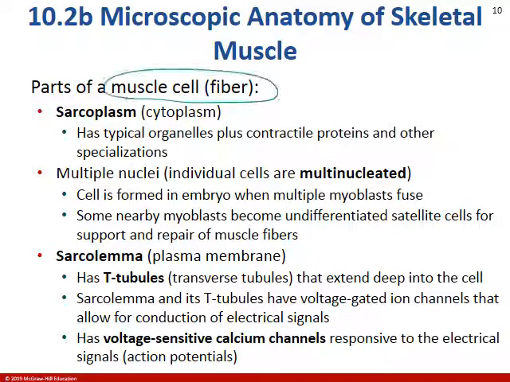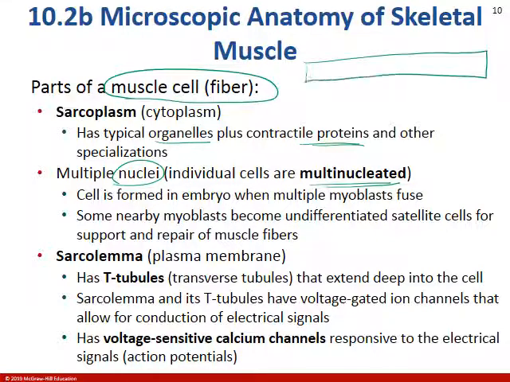So a muscle fiber cell has some organelles and contractile proteins. It has multiple nuclei. Individual cells are multinucleated. So how did we get this one cell? We're used to a cell that looks this size, right? How did we get this one really long muscle fiber cell? Well, when this one cell decided to copy itself, it didn't split. If you remember cytokinesis, it decided, okay, we're not going to do that. It was programmed to not split. And now we have these really elongated muscle fiber cells filled with proteins, myofilaments, and lots of nuclei.